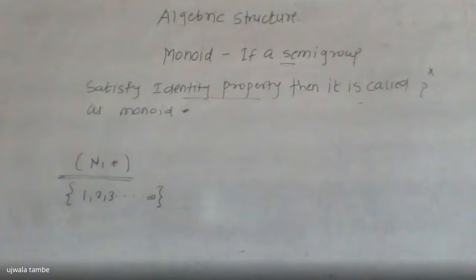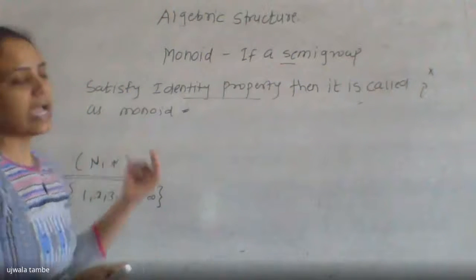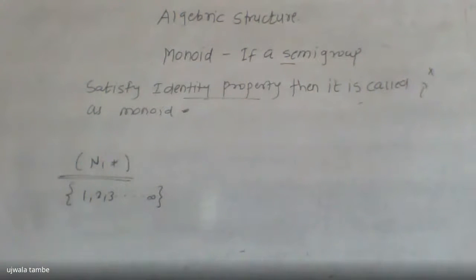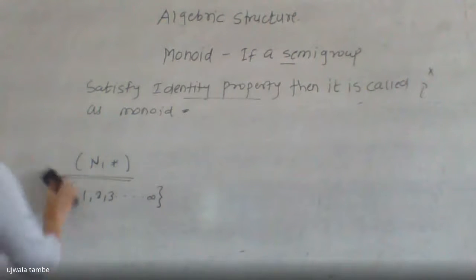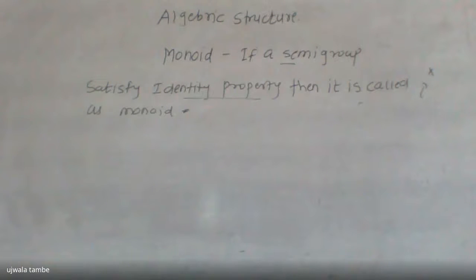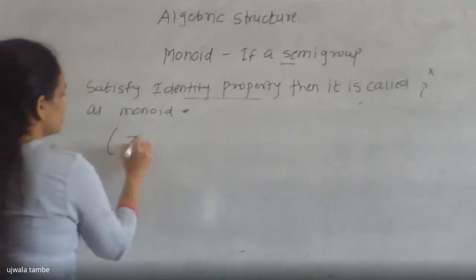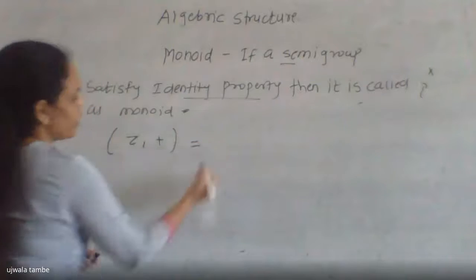Yes, because we know that the multiplication operation satisfies the closure property and the associative property, and for a monoid we require the identity 1. For multiplication, the identity element is 1, and 1 is available in the set of natural numbers. Okay. Now try to solve whether Z comma plus is a monoid or not.